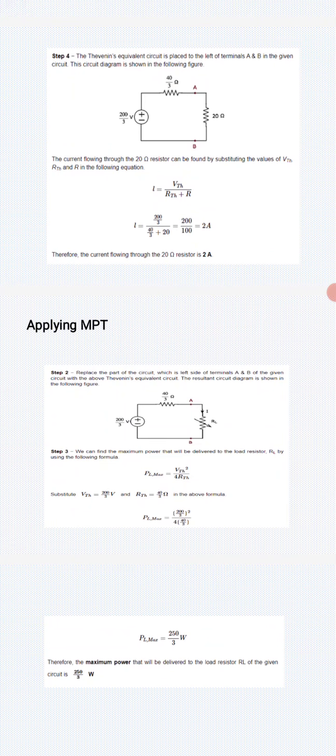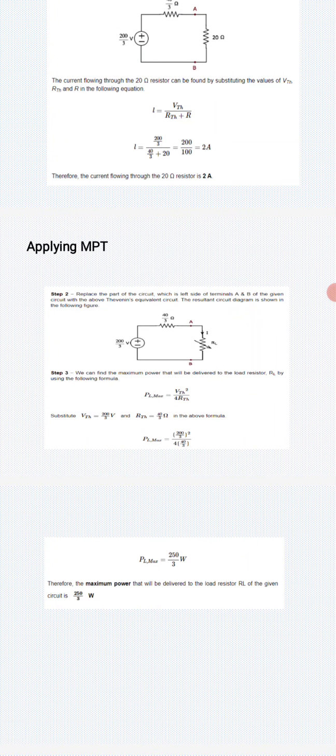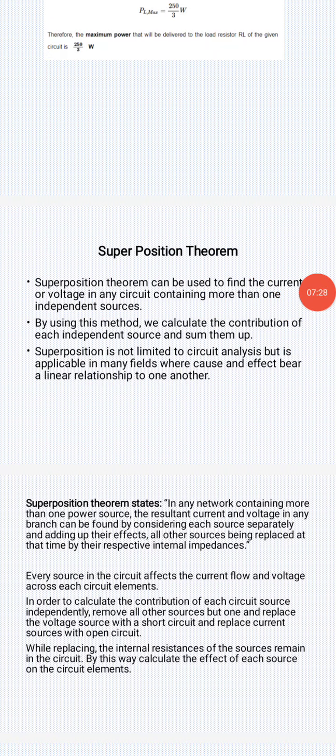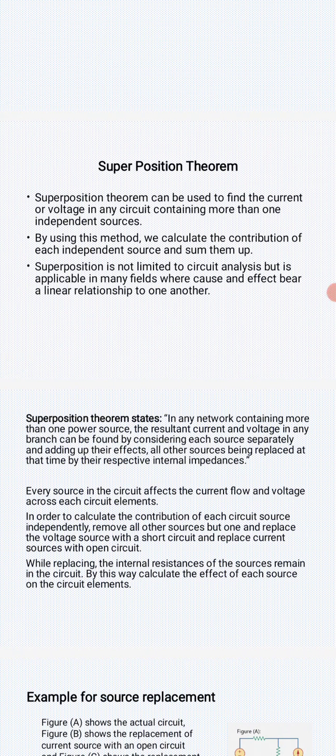So applying the maximum power transfer theorem, now we are going back to our MPPT theorem. We can calculate the corresponding Thevenin resistance and Thevenin voltage. Now your load resistance is calculated, from which we can calculate the PL max. We know the value of Thevenin voltage and the value of Thevenin resistance. Substituting these values, we get PL max equal to 250 by 3 watts. Therefore, the maximum power that will be delivered to the load resistor is 250 by 3 watts.